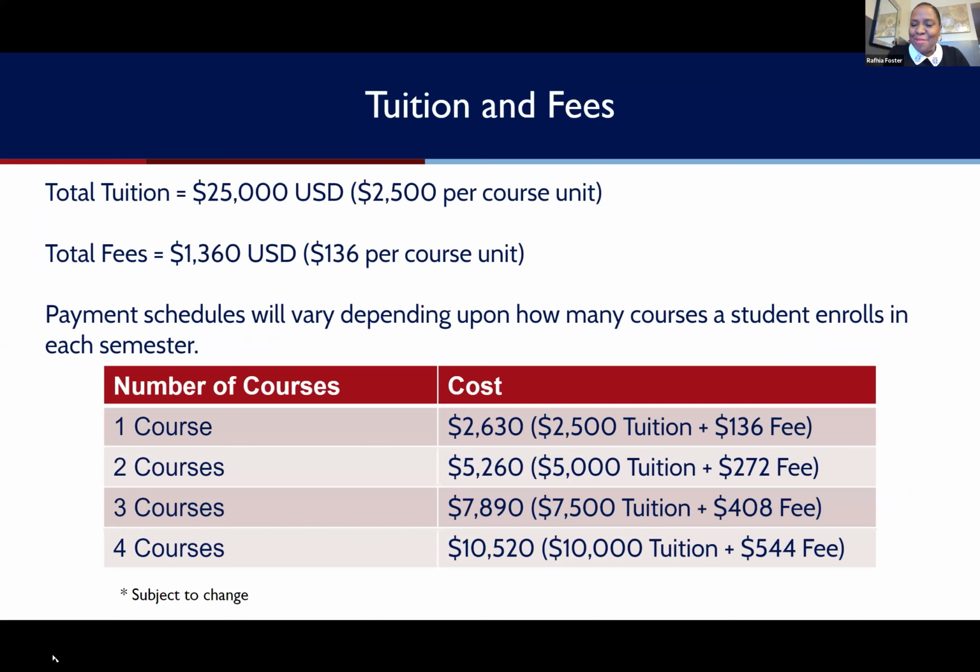Tuition and fees. We pride ourselves on being an affordable option for students who are interested in pursuing this degree program. We operate so that you pay per course unit. So with the 10 courses that are offered, you pay for each class that you take, as opposed to per semester. So you have a listing right here of what the anticipated fees would be, depending upon how many courses you decided to take each semester.